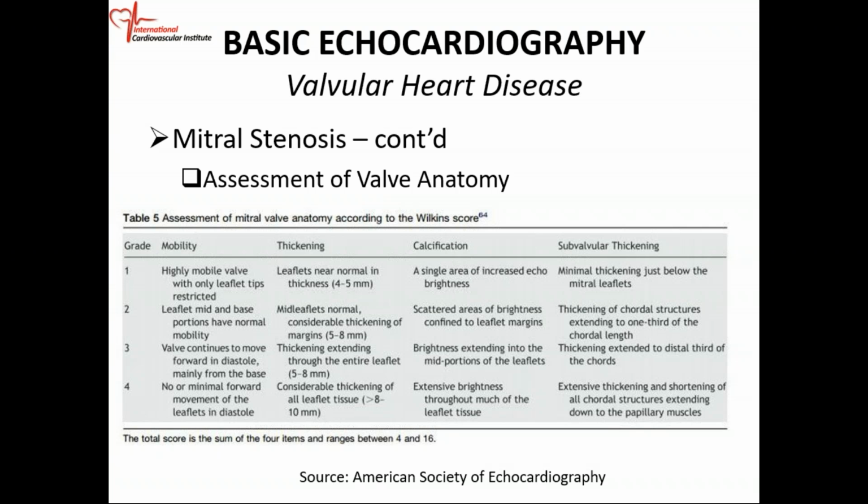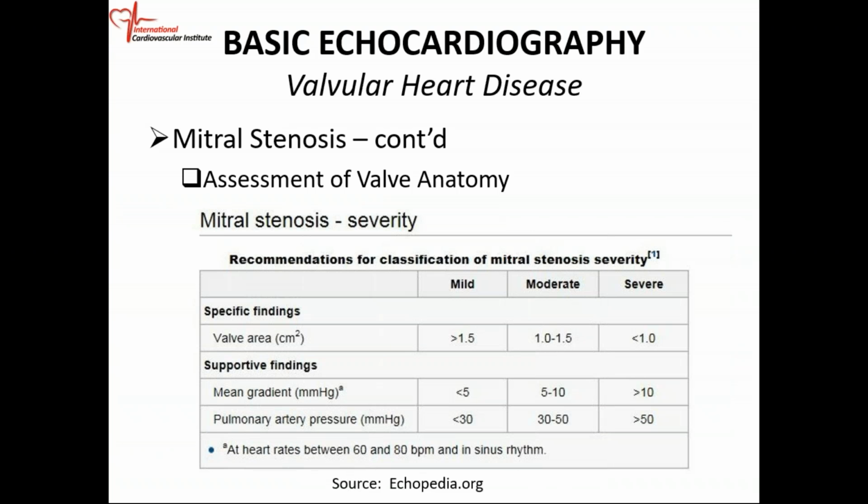So again, when you look at the valve, the things that you're going to look at, 3 things for the valve: mobility of the valve, calcification of the valve, and thickening of the valve. For subvalvular, you're just going to look at thickening and calcification, okay? So the minimum score is 4, maximum score 16. The lower the score, the more reasonable it is to repair the valve, okay?